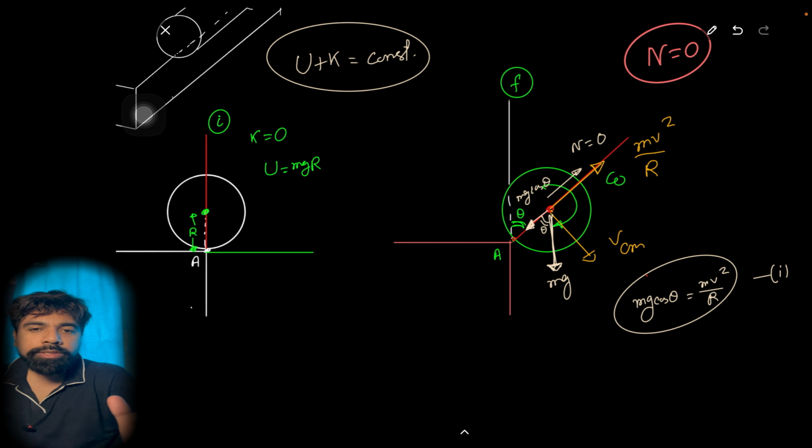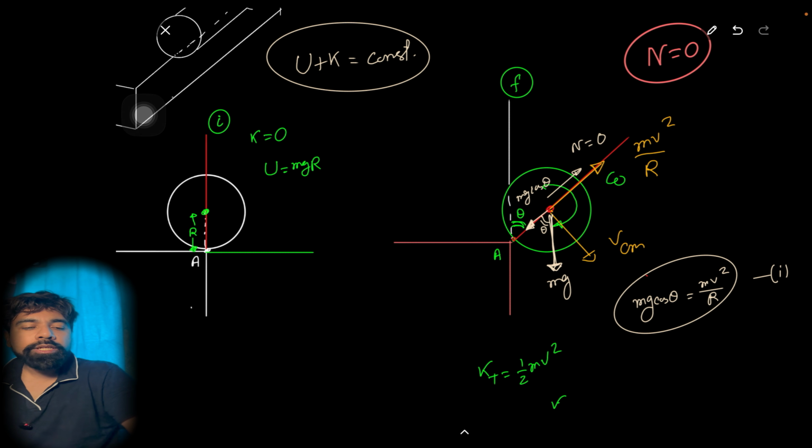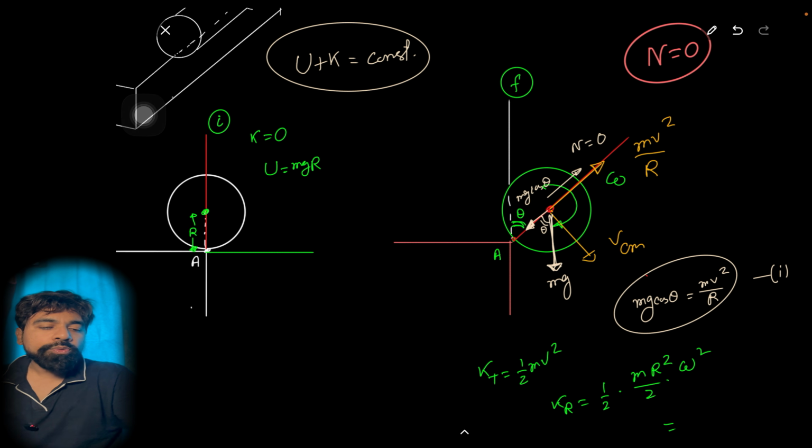One is translational, another is rotational. So translational kinetic energy will be half mv square, and the rotational kinetic energy will be half I omega square. As it is a solid cylinder, I is m r square by 2, so half into m r square by 2 into omega square. That's the formula. So what I am getting is mv square by 4.